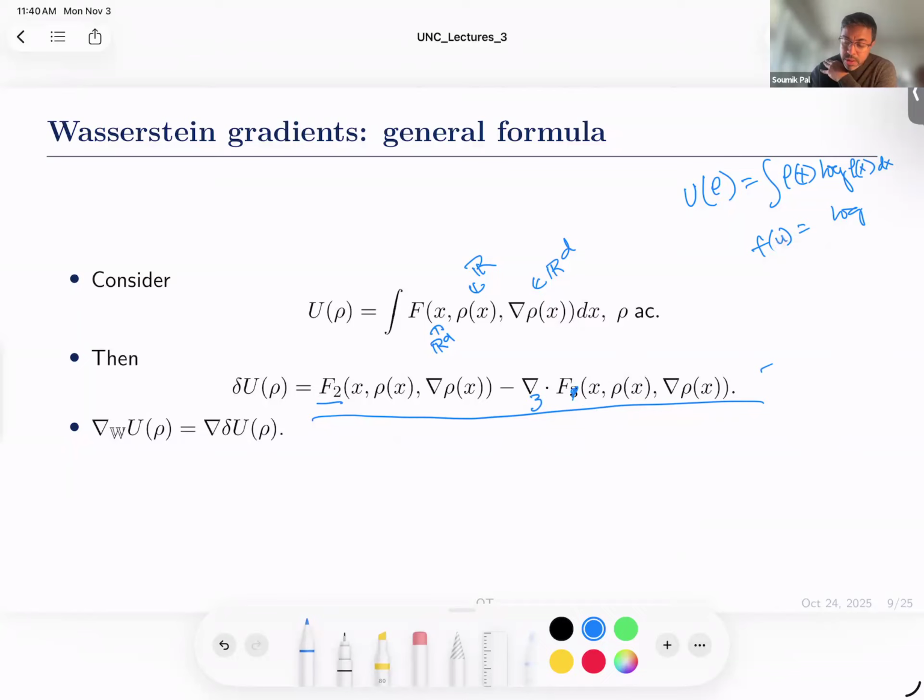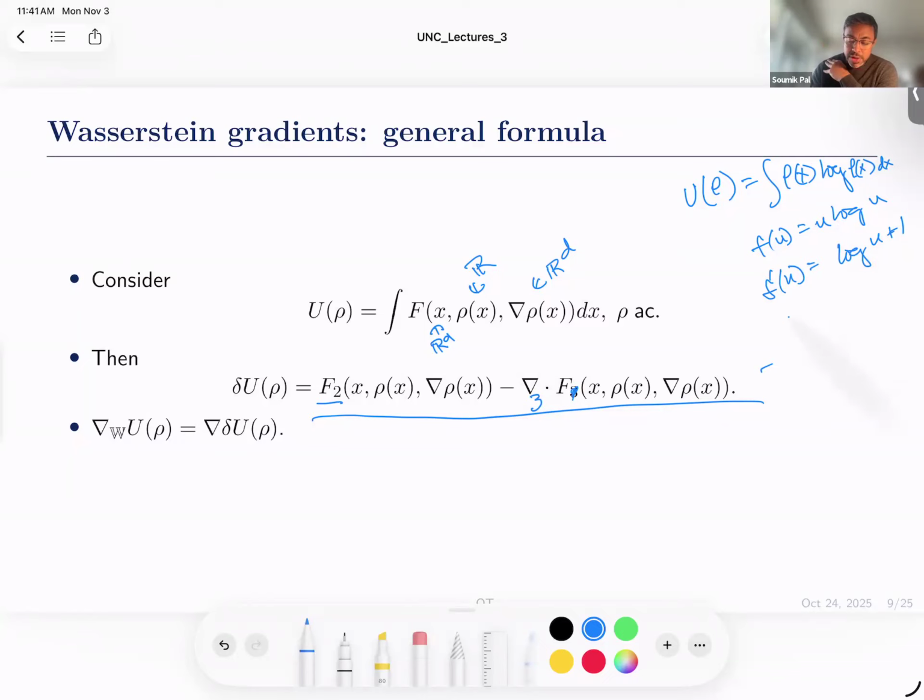So f(u) is equal to u log u. That's my function of my rho(x). If I take the derivative with respect to u, I get f'(u). My first term gives me log u, and the second term gives me 1. The 1 really doesn't play a role here. It's just log u that is my first variation.